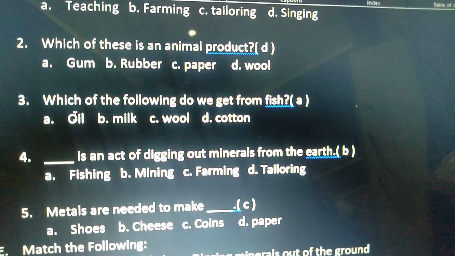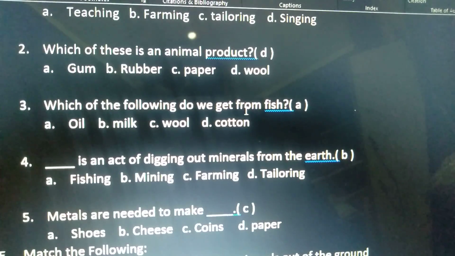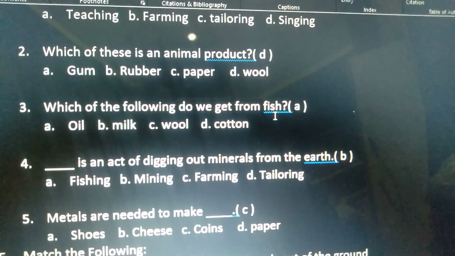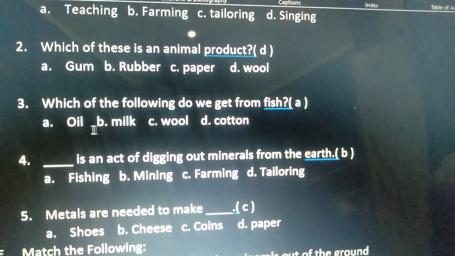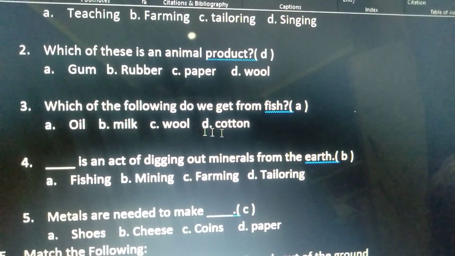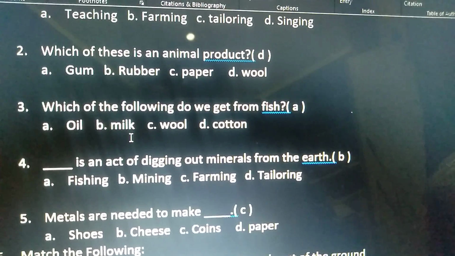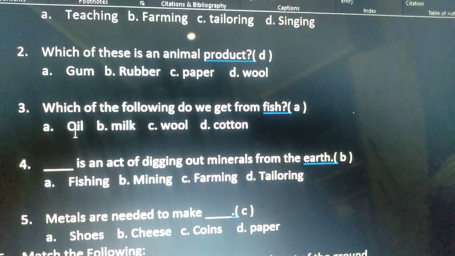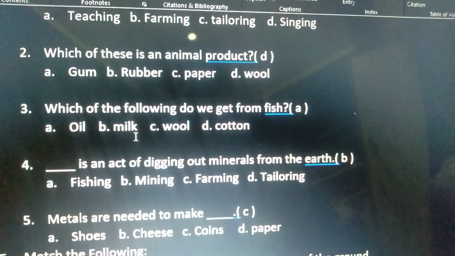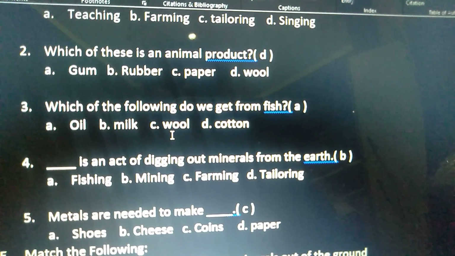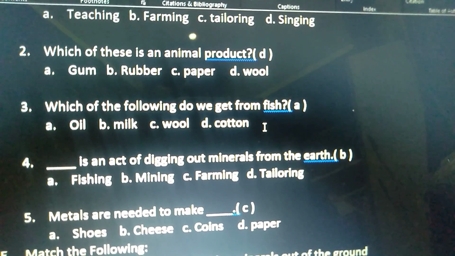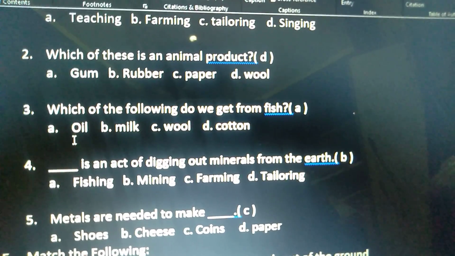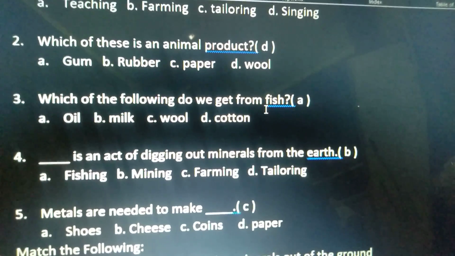Third one. Which of the following do we get from fish? So, what do we get from fish, children? Oil, milk, wool, cotton. Is it oil? Is it milk? Is it wool or is it cotton? So, we can get oil. Option A, oil from fish.